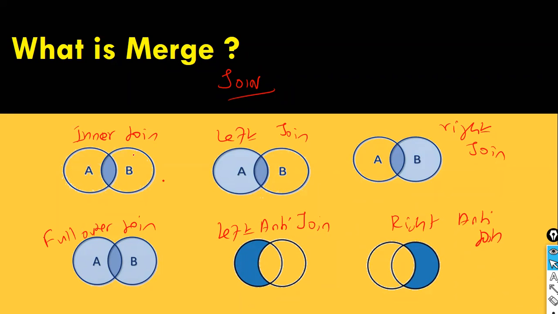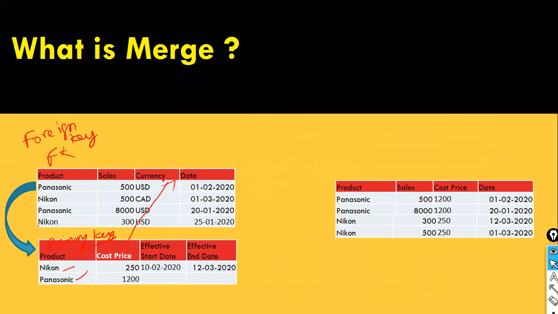Here, what is inner join? The common values between these two data sets. If you see the common values, Nikon and Panasonic, inner join takes both of them. So all the values related to Nikon and all the values related to Panasonic will be selected here. Nikon, you have 2 records here. And for Panasonic, what is the cost price? 1200. You put the 1200 here because your manager wants to see a report like this.